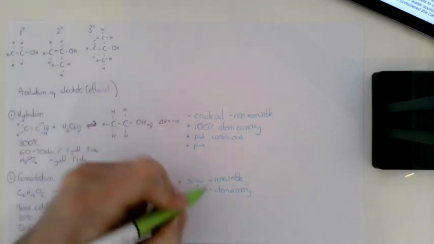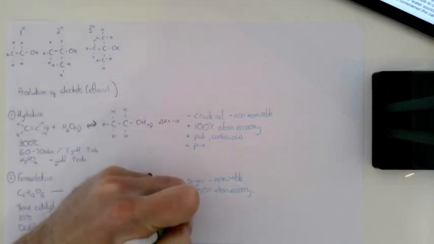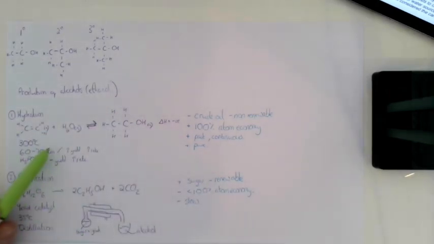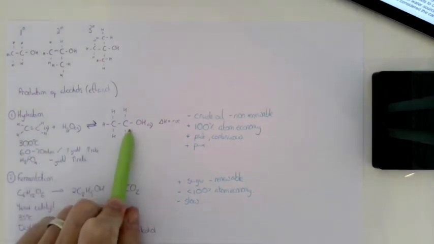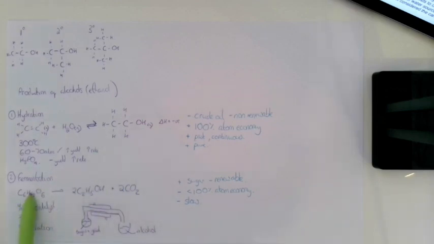Another negative aspect is that it's slow in comparison to the hydration process. So these conditions actually make this form of production very fast, whereas for fermentation, this form is a very slow form of production.